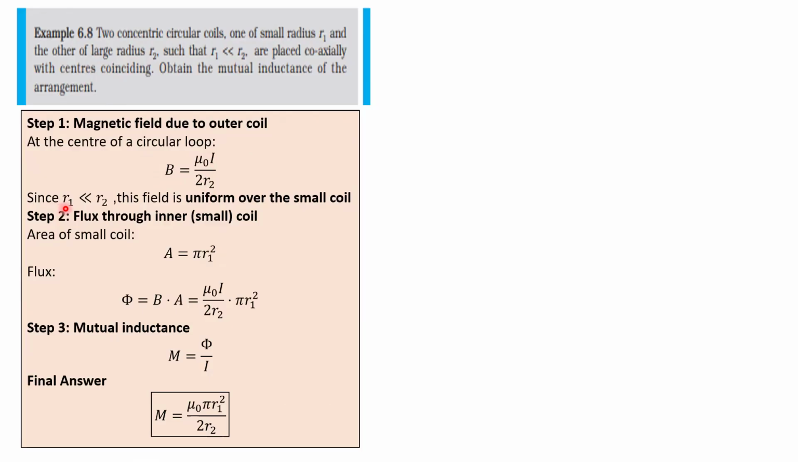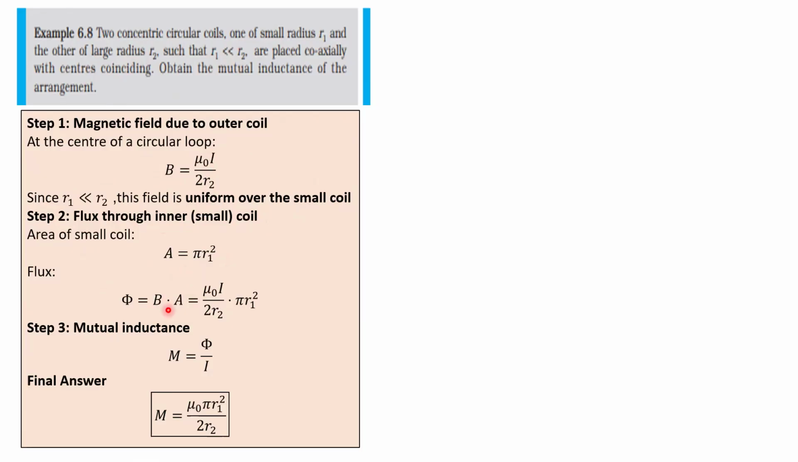Now, since R1 is very small as compared to R2, this field is uniform over the small coil. Why is the field uniform? Because it is given that R1 is very small with respect to R2. Flux through the inner, that is the smaller coil, is B into pi R1 square.